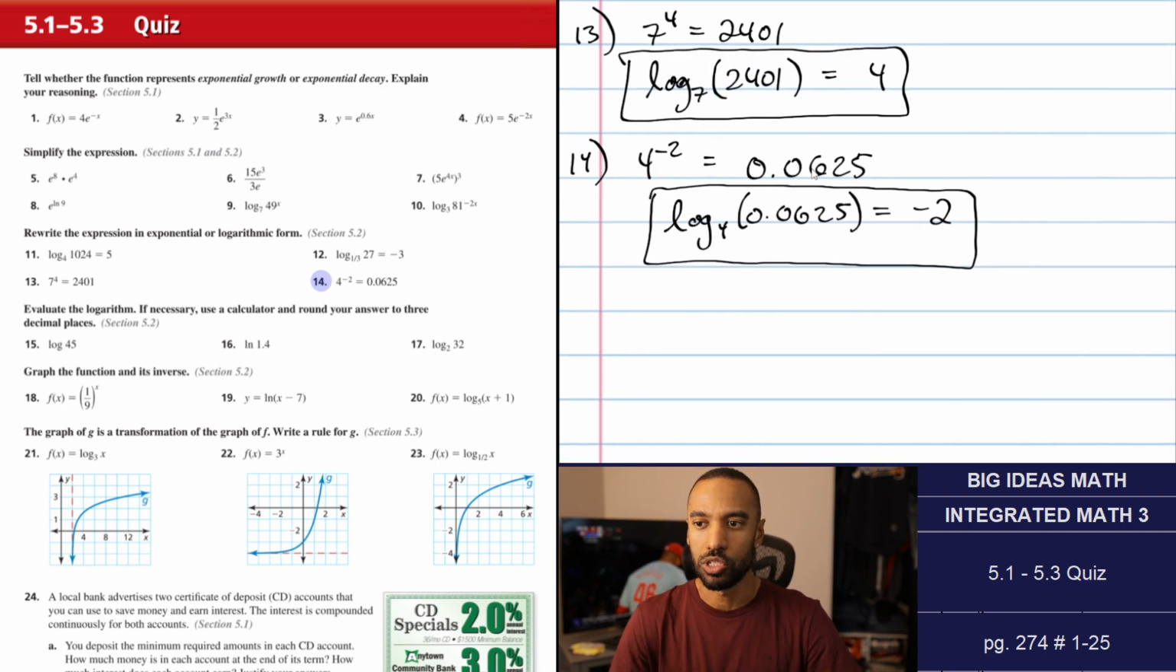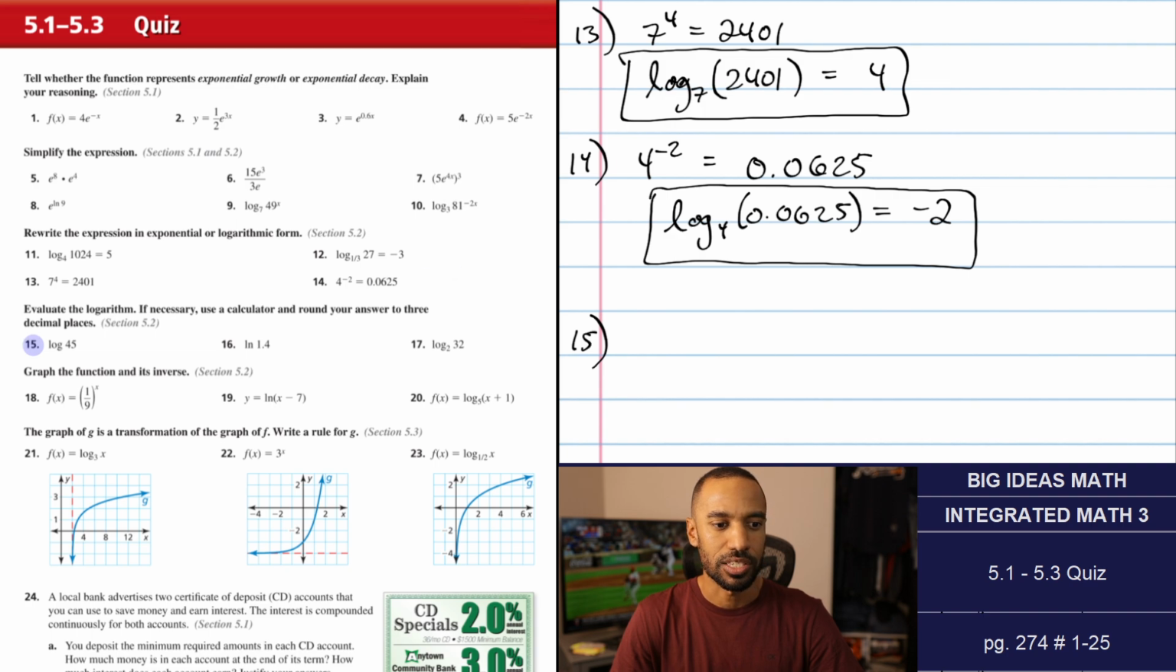Right now, our only 2 log buttons are the common log, which is log base 10. It'll just say log on there. And natural log, which is log base e. And these are going to show up on at least numbers 15 and 16. They said evaluate the logarithm. If necessary, use a calculator and round your answer to 3 decimal places.